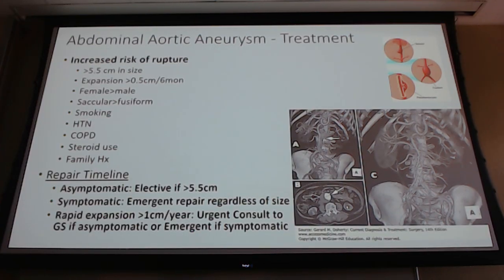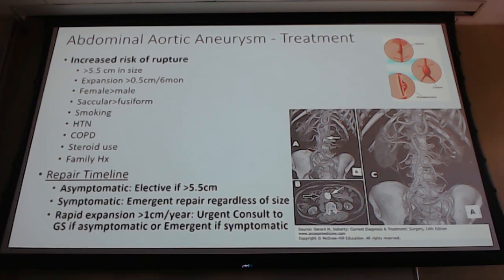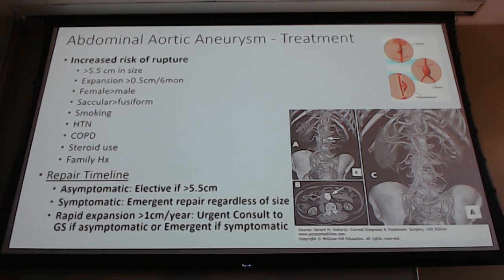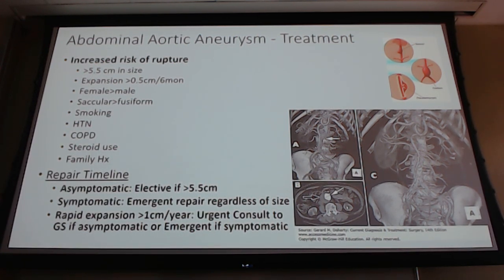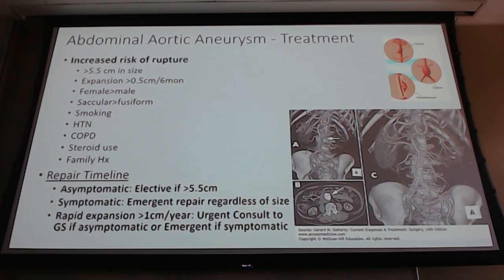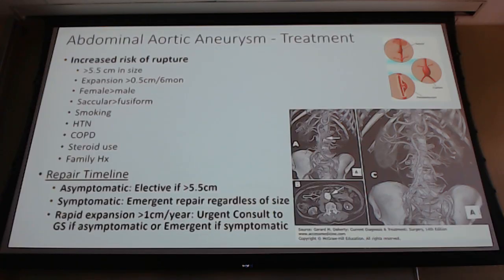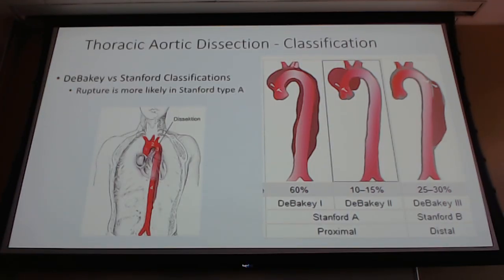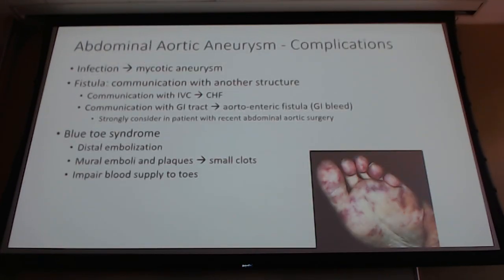If it is asymptomatic, you send to a consult for general surgery and/or vascular surgery if you have it. If it is symptomatic, they go straight for an emergent consult with a vascular and/or general surgeon. I would remember that. Those 3 timelines, I would remember those.